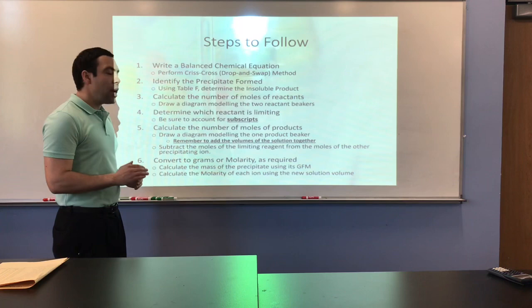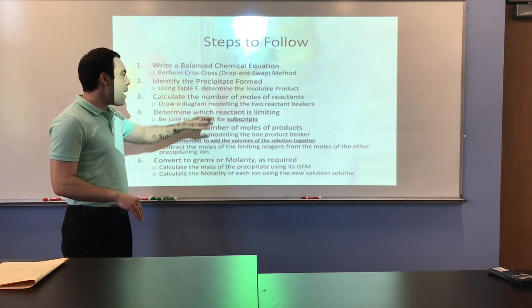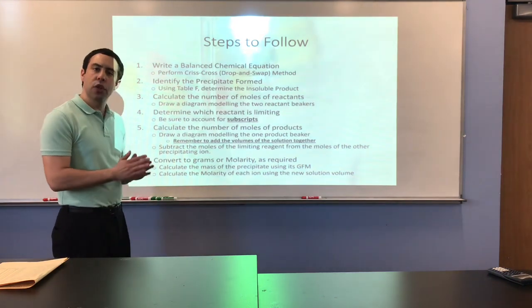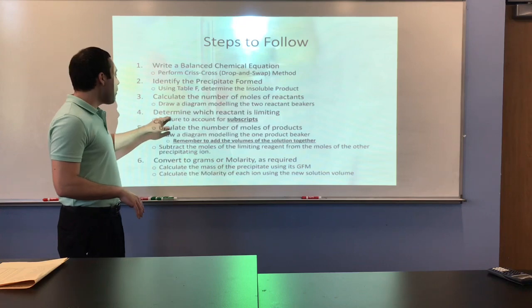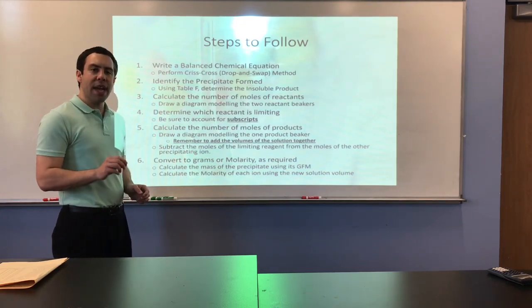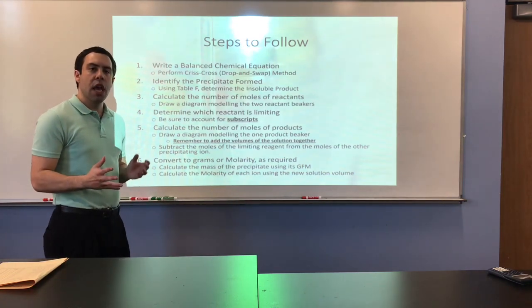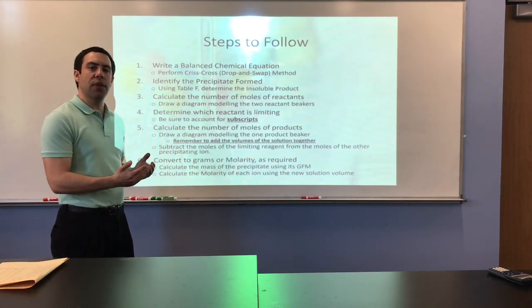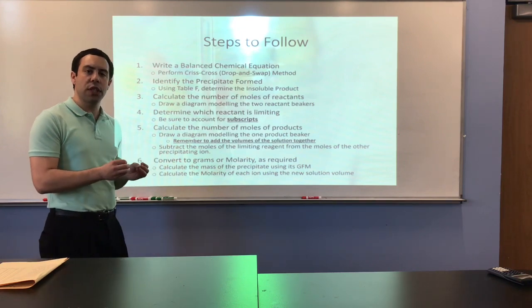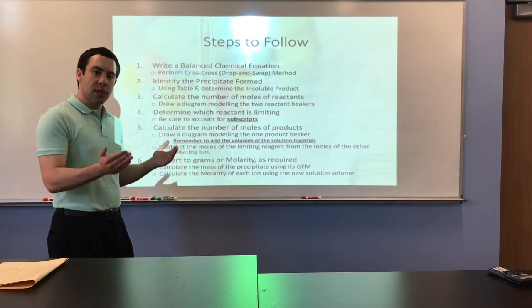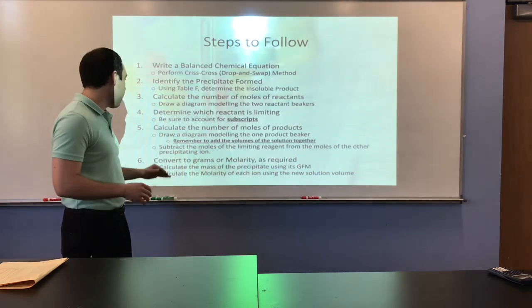Step 3, calculate the number of moles of reactants. Draw a diagram modeling the 2 reactant beakers. Any visual is going to help you out. Step 4, determine which reactant is limiting. Be sure to account for subscripts. We're not going to have equal amounts here. There's going to be a precipitate formed, but there's going to be a limiting reagent and an excess reagent. The limiting reagent slows down, stops the reaction, and the excess is something that's left over.